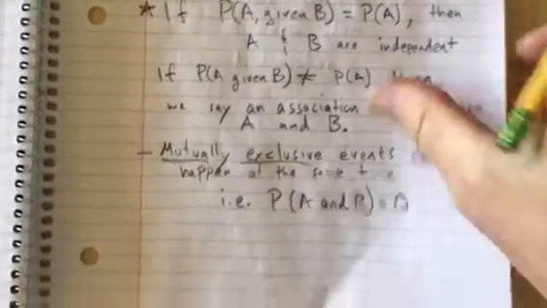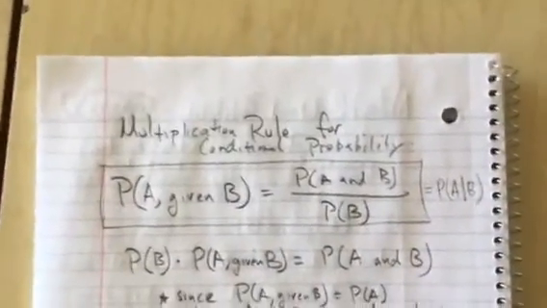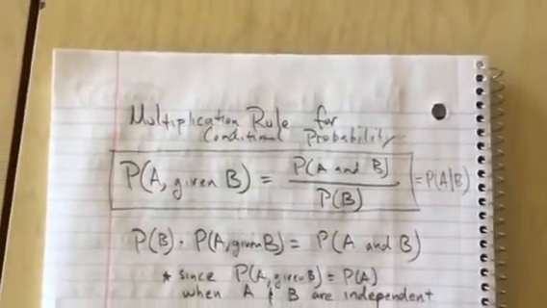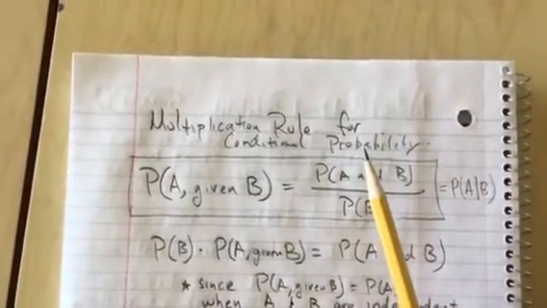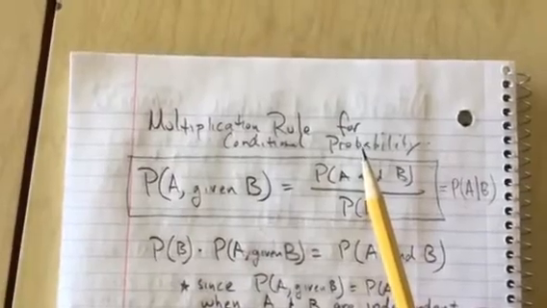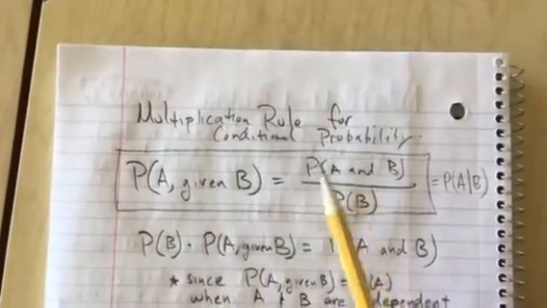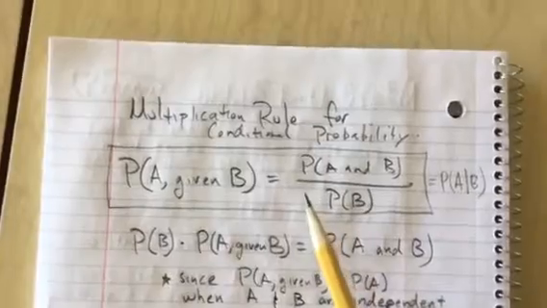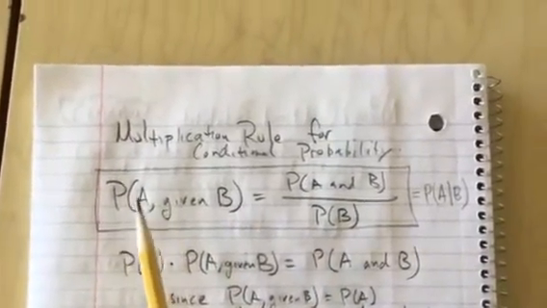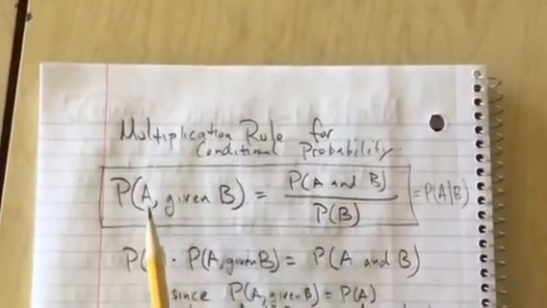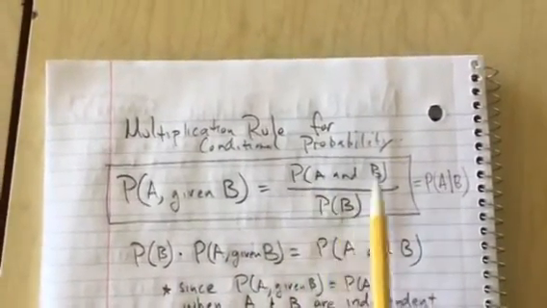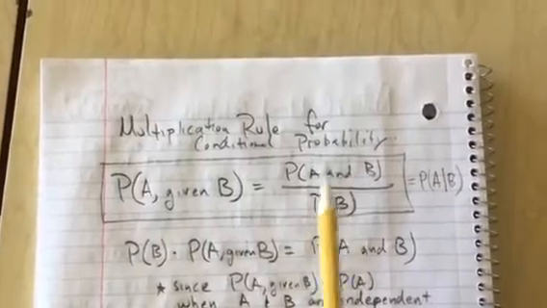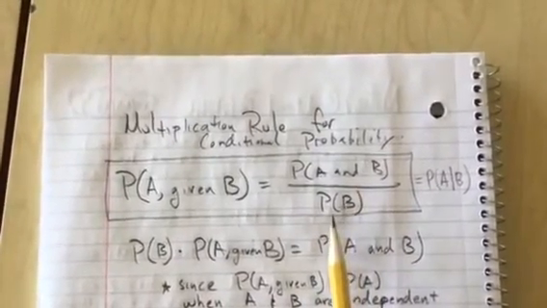Okay, so the other thing that we talked about today in class was this thing called the multiplication rule for conditional probability. This is a more complete definition of conditional probability, and it also gives us a really cool way to test whether A and B are independent events, as you'll see in just a second. So the multiplication rule for conditional probability looks like this. The probability of A given B is equal to the probability of A and B, that intersection of A and B, divided by the probability of B.